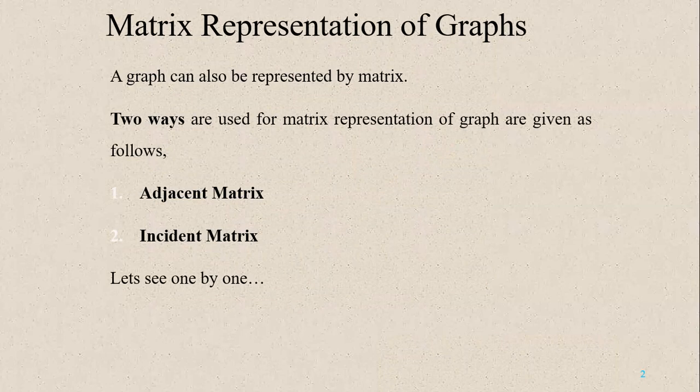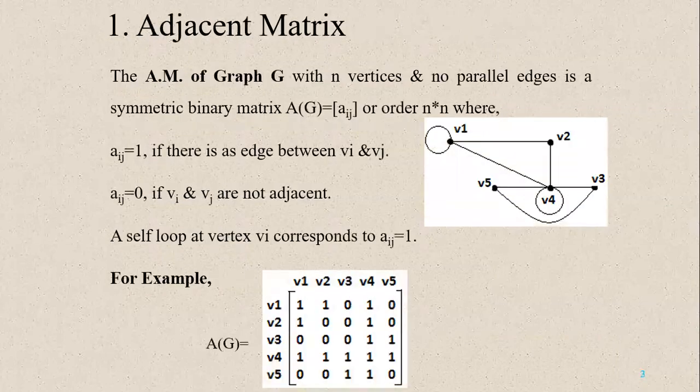A graph can also be represented by a matrix. The two types are the adjacency matrix and the incidence matrix. Let us see them one by one. The first one is the adjacency matrix. The adjacency matrix of a graph G with n vertices and no parallel edge is a symmetric binary matrix A of G.